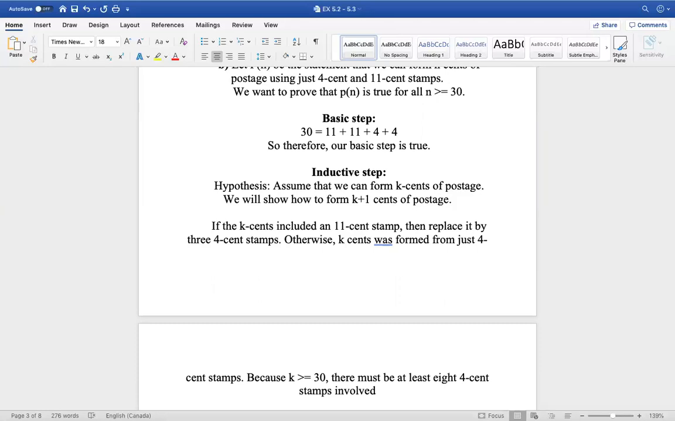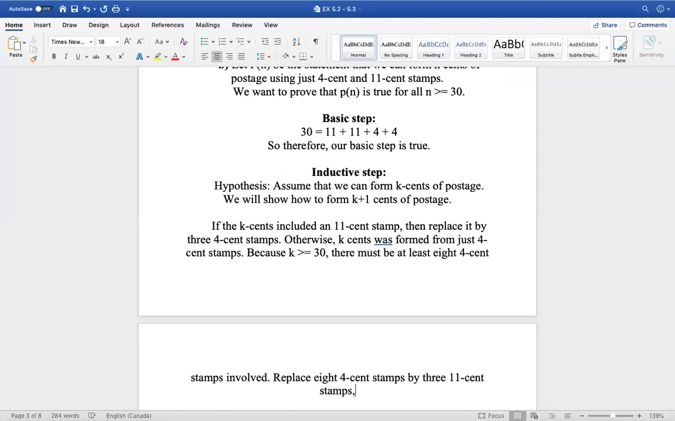So we replace 8 4-cent stamps by 3 11-cent stamps, and we have formed k plus 1 cents in postage. So this is the inductive step.